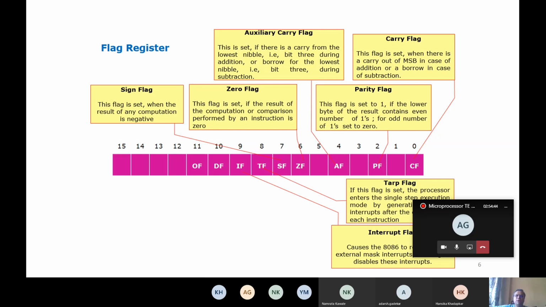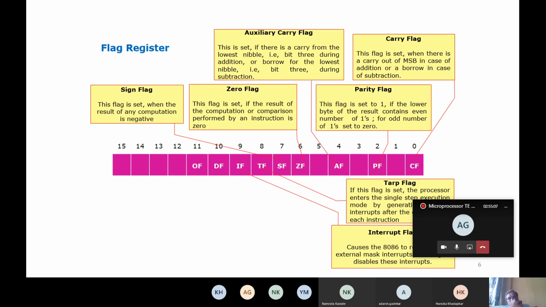But if I set it to 1, then interrupts will be enabled and an interrupt signal coming on the INTR pin will be recognized by the processor. So IF equal to 1 allows the processor to recognize an interrupt coming on the INTR pin. IF equal to 0 does not allow the processor to recognize the interrupt coming on the INTR pin.